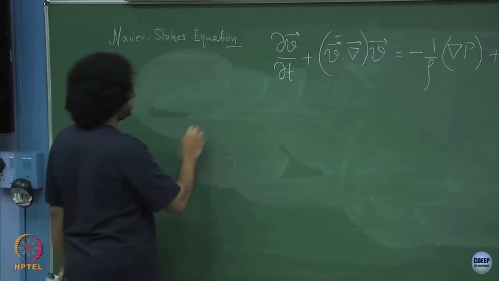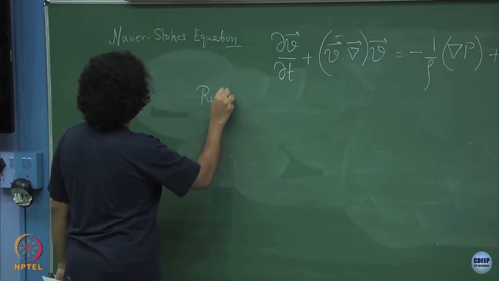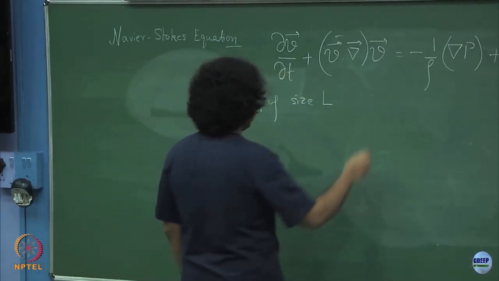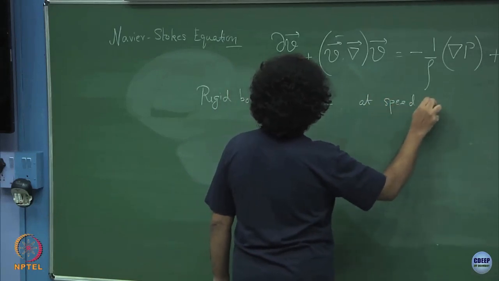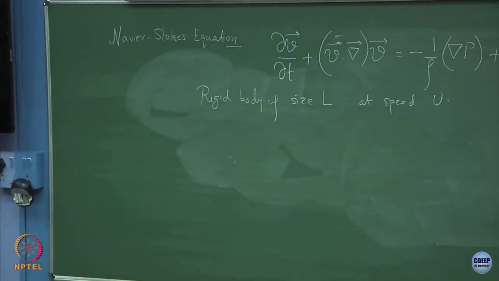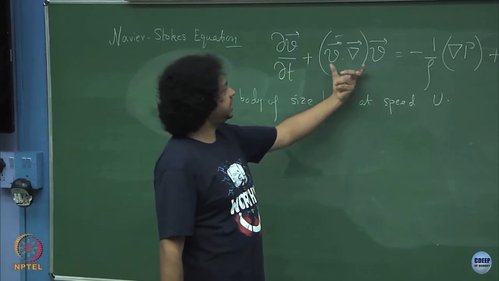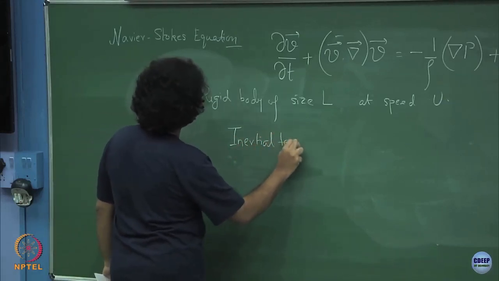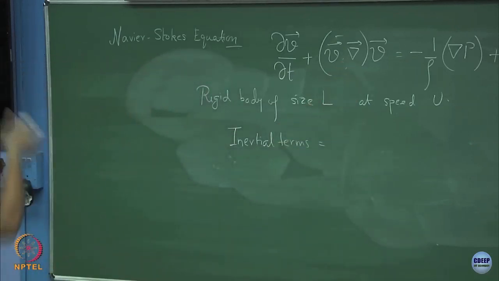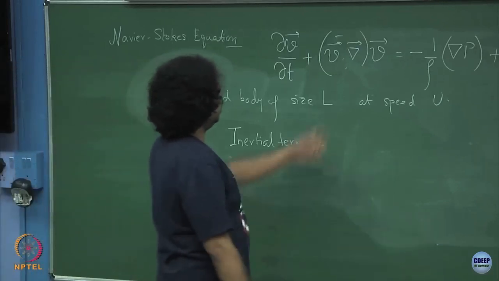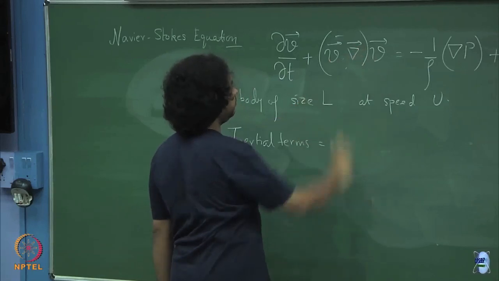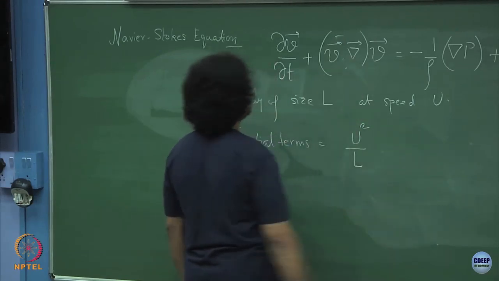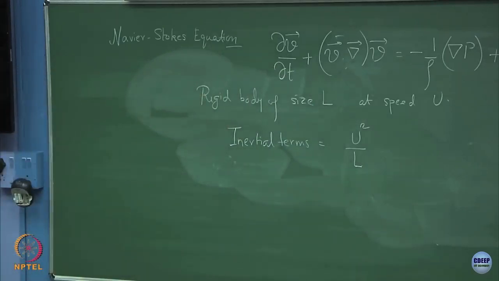Now, let us say I have some rigid body of size L, which is moving through this fluid at a speed u. The strength of the inertial terms will be given by this V dot del of V, which to an order of magnitude is two velocity terms, V into V, so if it is moving with a speed u, it is u square. It has a spatial derivative, which means it is something like u square over L.